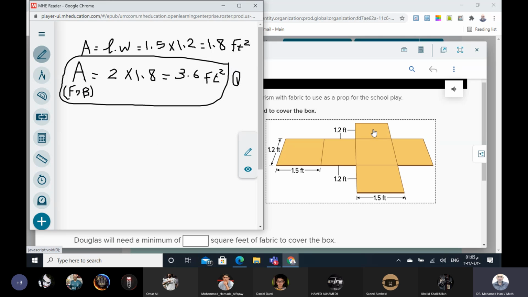This is for the front and the back together. Now I will find the area of the two sides. This is side 1 and this is the opposite side. Also the shape will be a rectangle. So this is the width and this is the length. The length, as you see here, is the same as this side, 1.2. So here we have 1.2 and here we have 1.2. So we can write the area: 1.2 times 1.2 equals 1.44. So the answer will be 1.44.